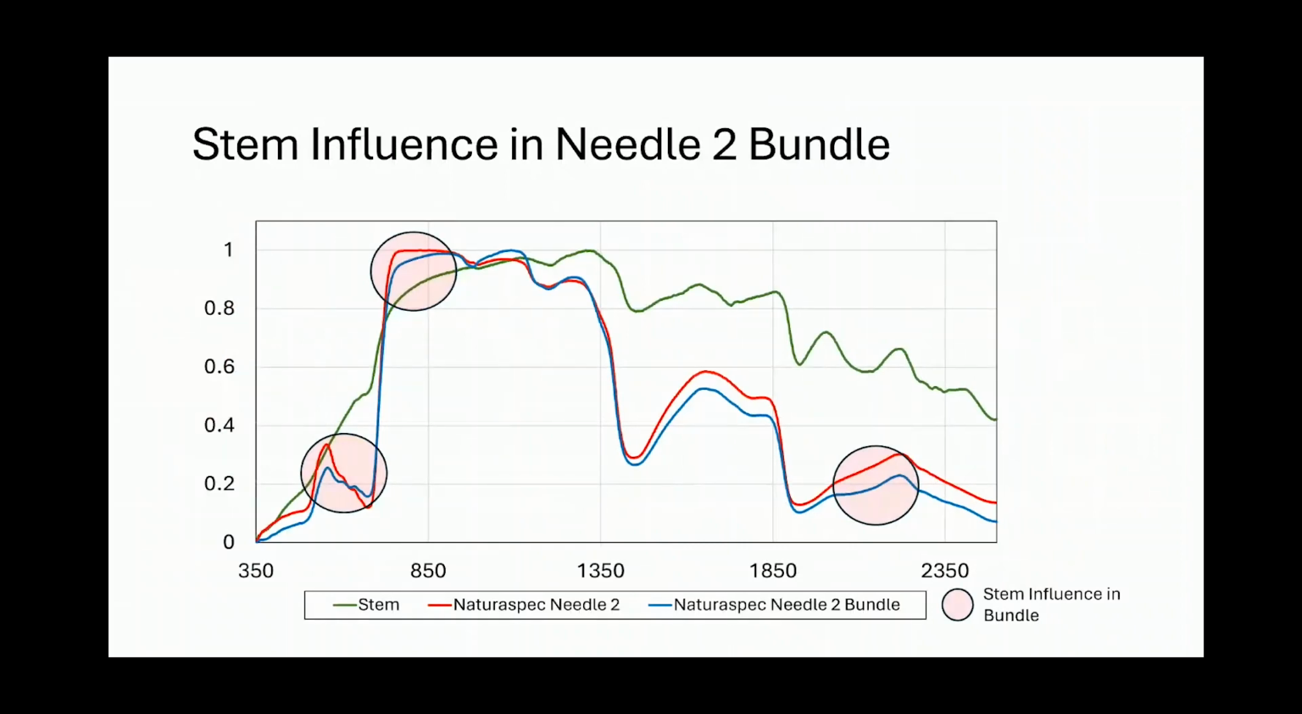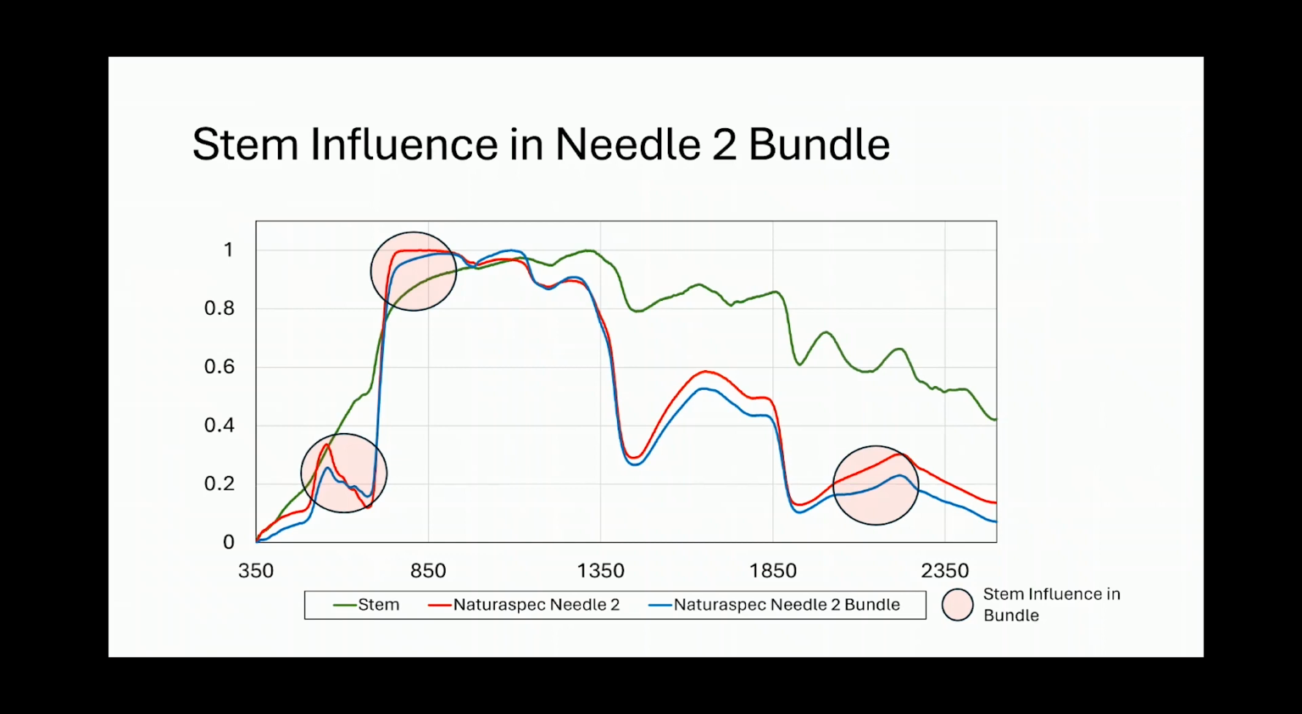We were also able to target the stem of the leaf and compare it to the bundle. Oftentimes when taking field measurements of needles, there will be influence of the stem within a bundled measurement. And so we're actually able to see that influence in the bundles in this spectra. In the red circle on the left, you can see the green is the stem and the blue is the bundle, and the red is the individual needle with no influence from the stem.